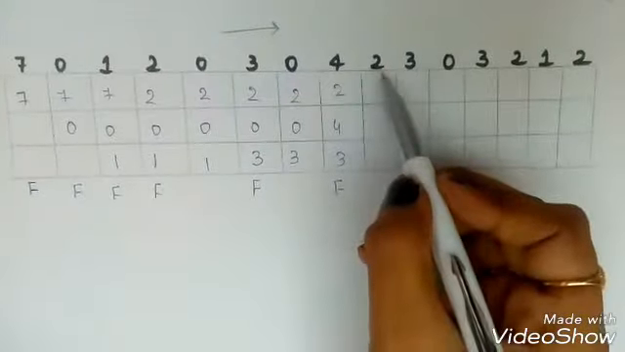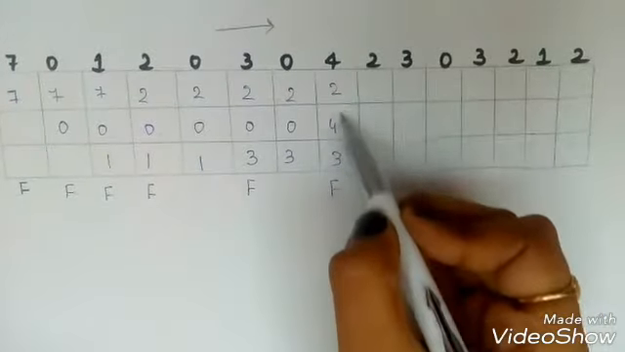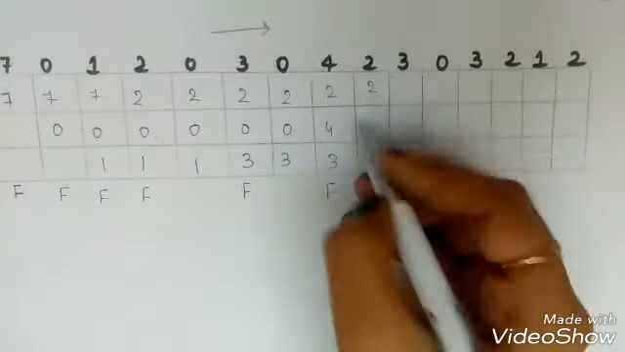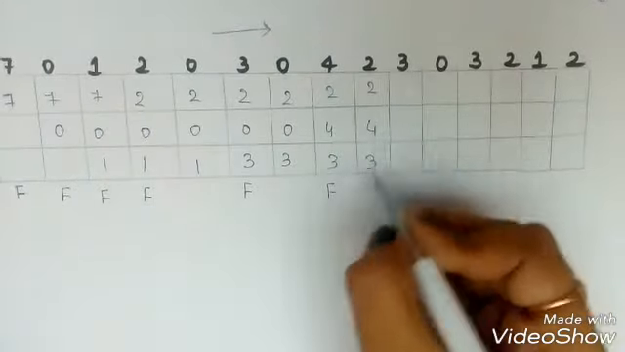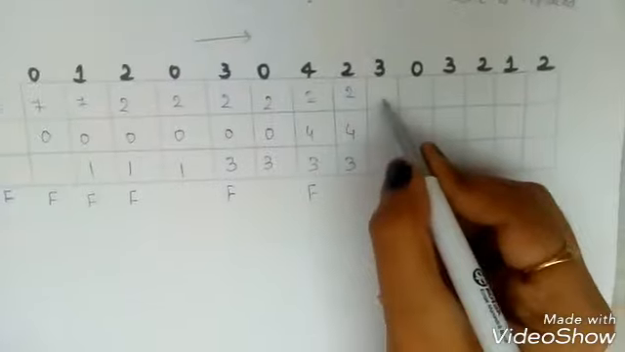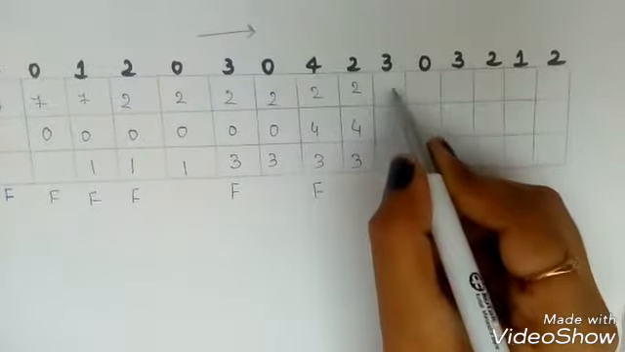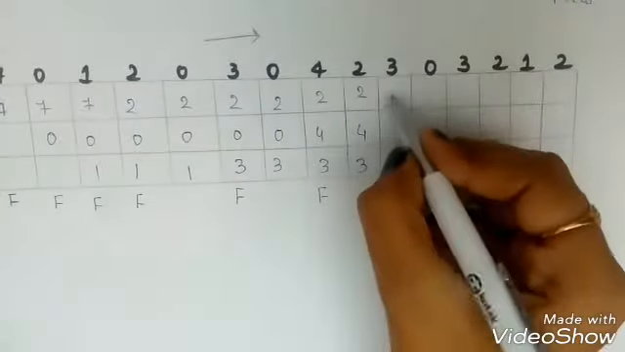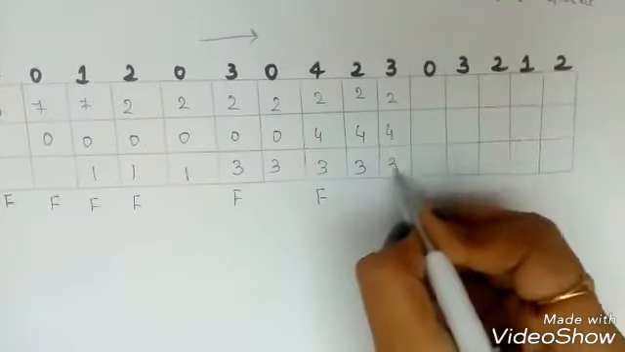Then again the reference string is 2. Since 2 is already present in the before frames, we just have to write the things as it is, and no page fault is used here. Then 3 is the new reference string. Since 3 is already present in the before frames, there is no need to use a page fault and we have to write the things as it is.